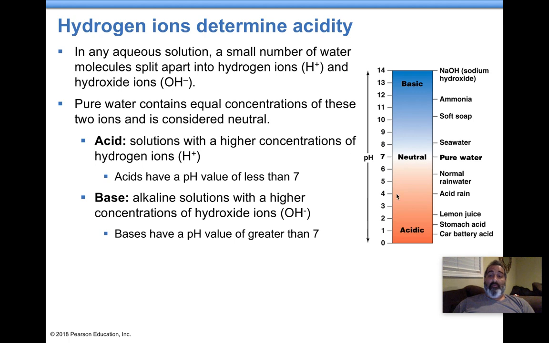All right. So once again, let's repeat that. From a 7 to a 6 is 10 times more acidic. From a 7 to a 5 is 10 times 10, making 100 times. From a 7 to a 4, 10 times 10 times 10, 1,000. 7 to a 3 is 10 times 10 is 100, times 10 is 1,000, times 10 is 10,000 times more acidic.